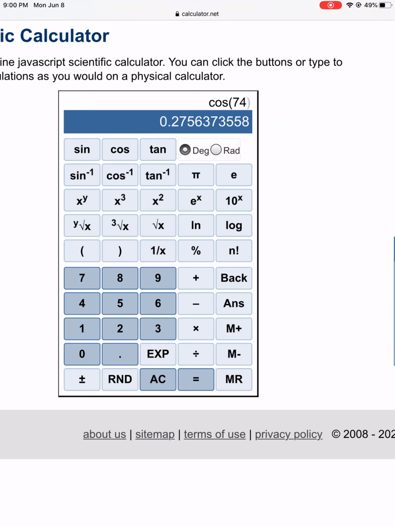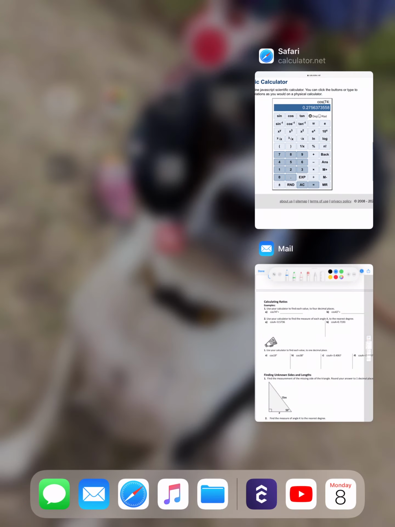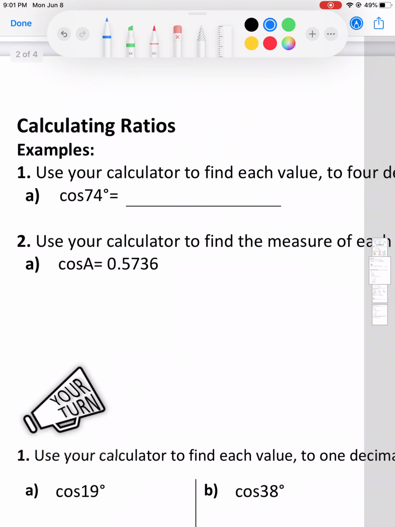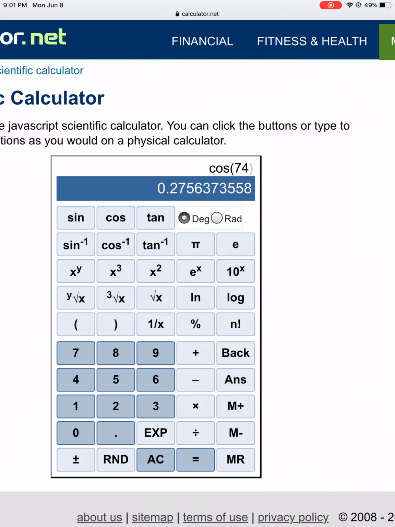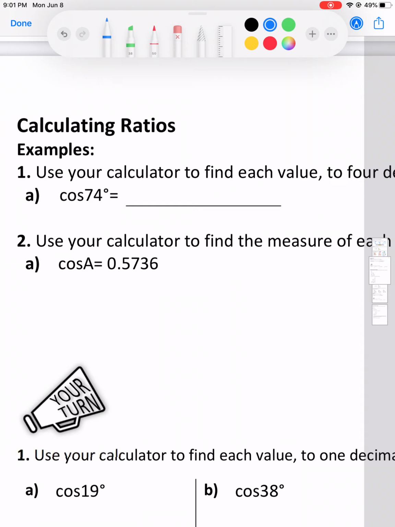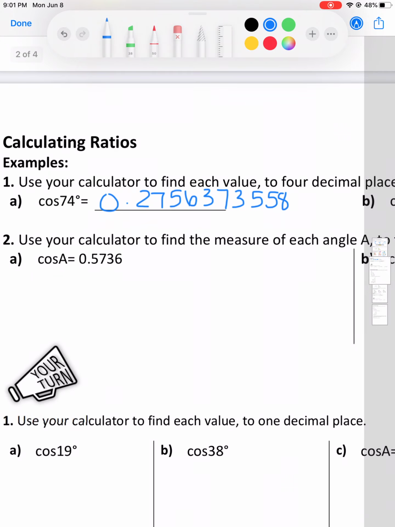Okay, so 0.2756, what did I say? To the nearest 4 decimal places. One thing I didn't show you last time, I'll do it this time. I'm going to write down this entire number. I'm going to take a picture of it so I don't have to keep going back and forth. So I've got 0.27563735558. Okay. So use your calculator to find each value to 4 decimal places, okay?